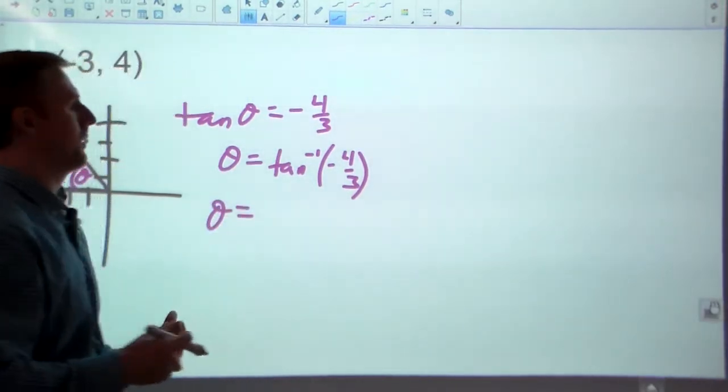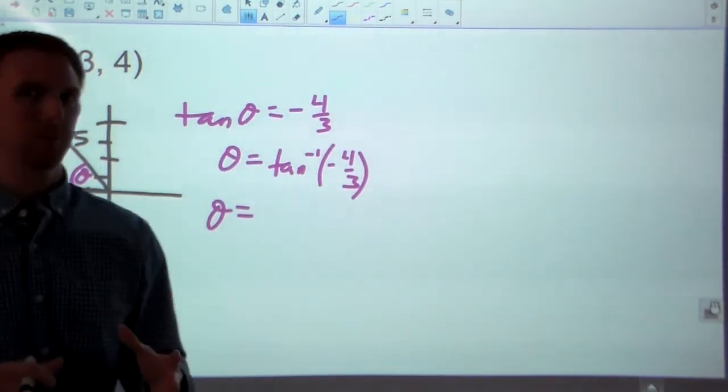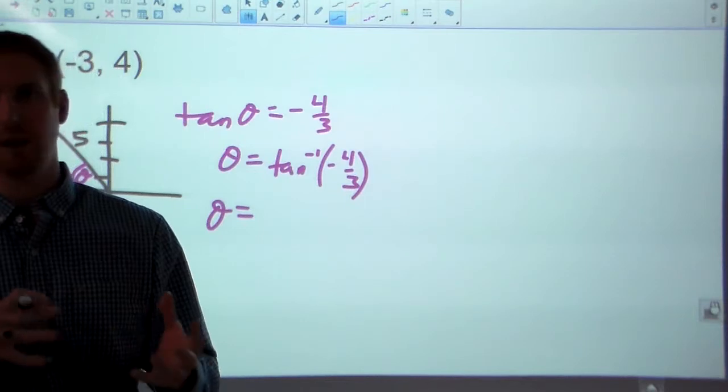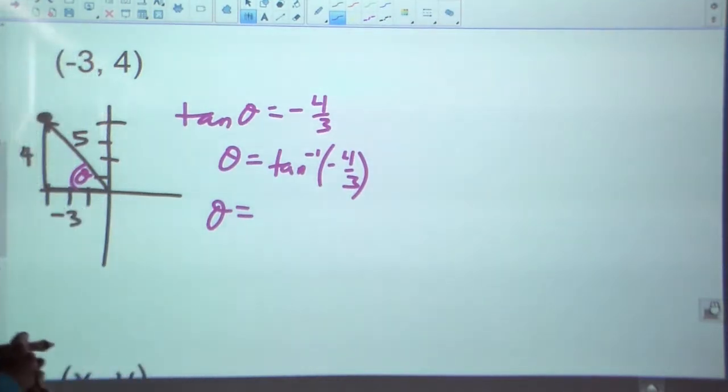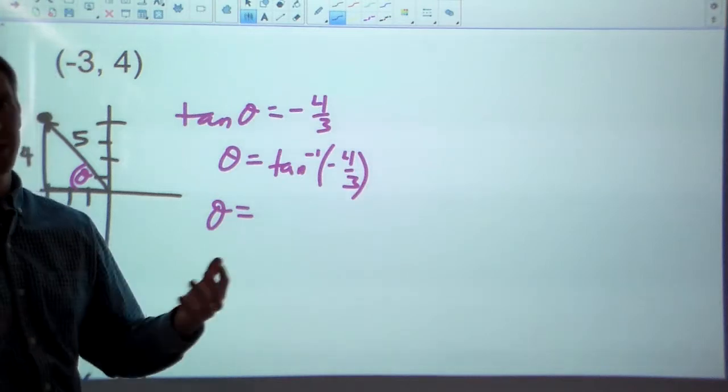Now, for this part, you can use your calculator. We're going to get a radian answer. It's going to be a decimal. It's not going to have pi in it. It's not going to be a nice unit circle type value. And that's pretty typical to this section. So you just got to get used to that.